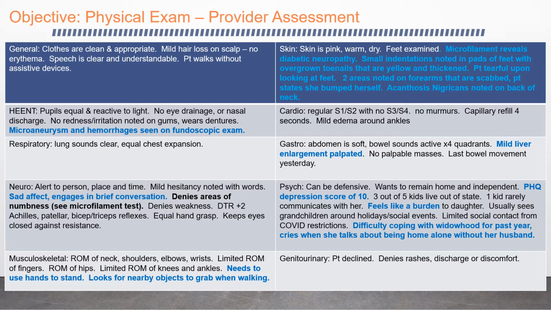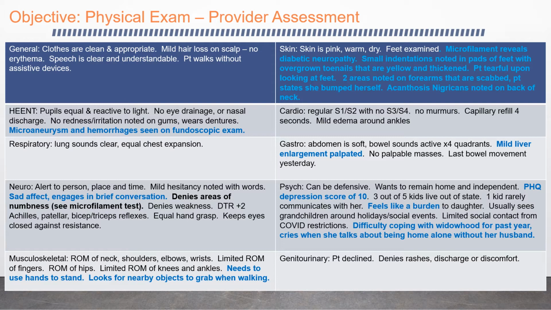Diabetic patients should have a depression screen administered annually, and her PHQ gives a depression score of 10, which is moderate depression. She then talks about how she's alone, her kids living out of state, and limited social interactions. Going on to musculoskeletal, she does have range of motion of her neck, shoulders, elbows, and wrists, however limited range of motion of her fingers, as well as her knees and ankles.